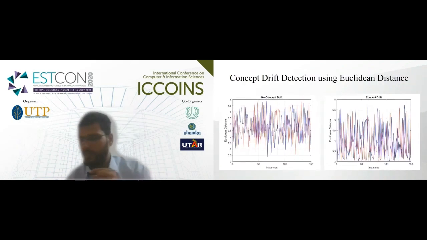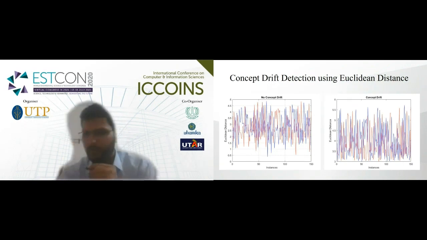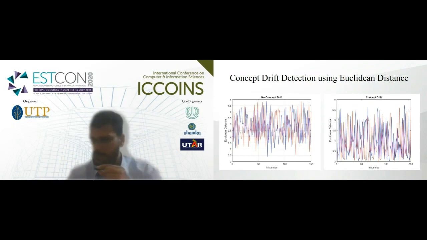Now, concept drift detection using Euclidean distance. Researchers use Euclidean distance in various applications, a few of them in image processing, incomplete data sets, signal analysis, wireless monitoring, as well as body area networks. In this research, Euclidean distance is used to find concept drift.